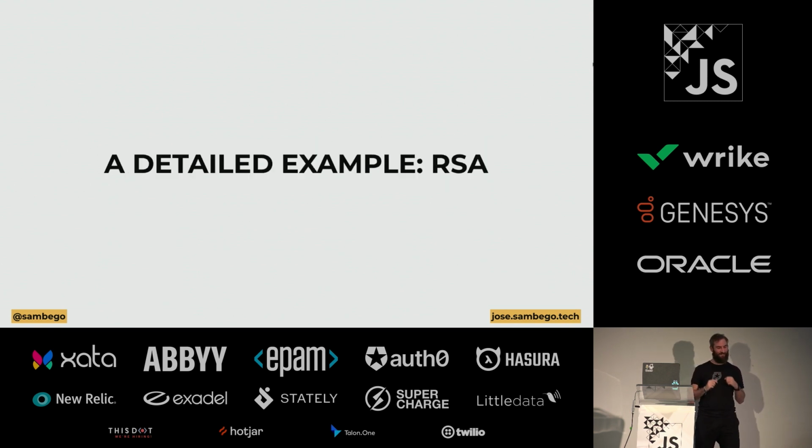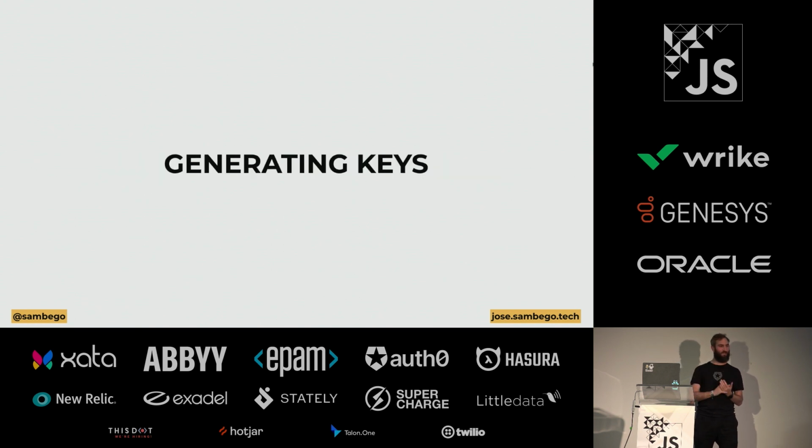So let's look at a little detailed example of RSA and encryption before we move on to the actual subject, JOSE. The first thing we need to do when encrypting something with an asymmetrical algorithm like RSA is generate a public and private key pair.